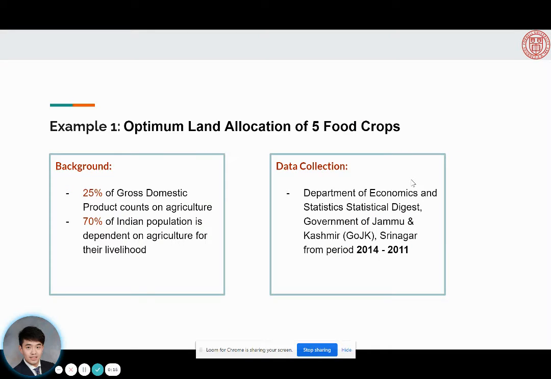The general background of the first example is that agriculture contributes to nearly 25% of Indian GDP and 70% of the Indian population is dependent on agriculture for their livelihood. Researchers believe it is vital to determine the optimal land allocation of food crops. Researchers collected data from government officials at Srinagar from the period 2014 to 2011.